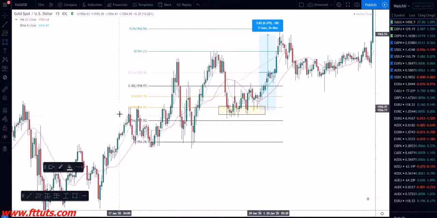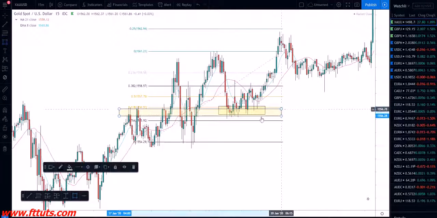And not only that, look at this. You're also on some support that used to be resistance. Shot straight up.